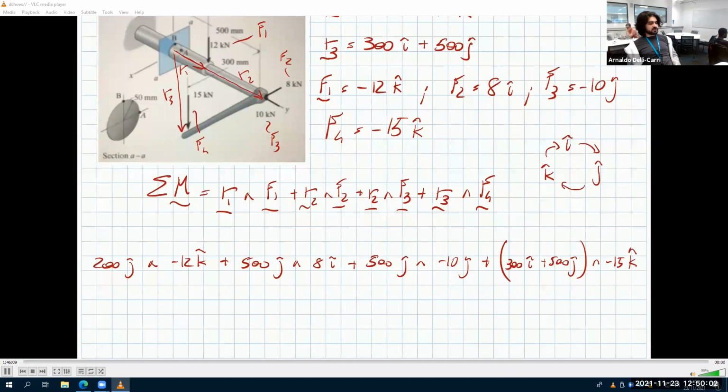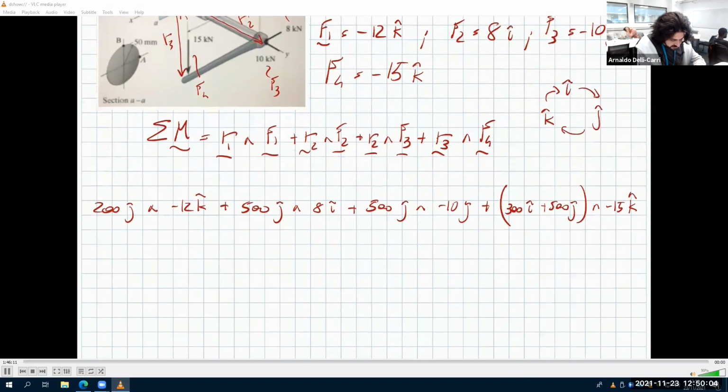Okay, so using those things, we have this is minus 12. So j times minus k, so j times k and change sign. So j times k is i, change sign is minus i. So minus 12 times 200, it's minus 2400. So this one is minus 2400i.